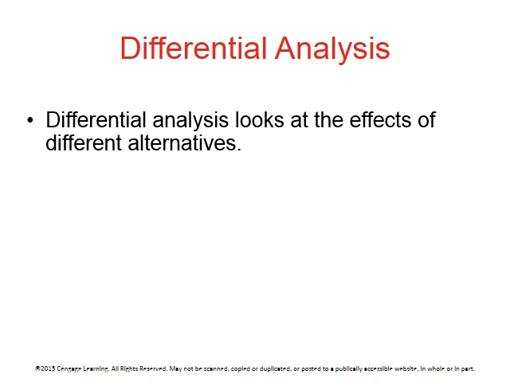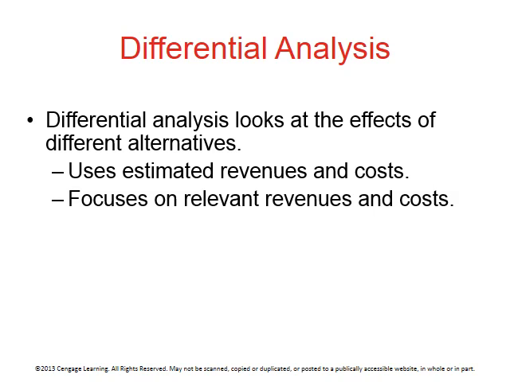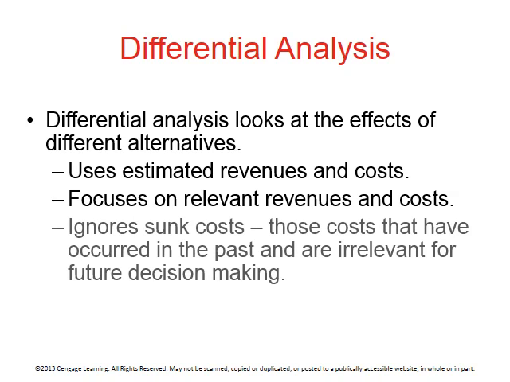So differential analysis, we're looking at the effects of different alternatives. So make something or buy something. Continue a product or discontinue it. So we're using estimated revenues and costs. These things haven't happened yet, so we have to do some forecasting. We're looking at relevant revenues and costs based on those alternatives. We're not going to go out on tangents and put revenues and costs in that don't matter.